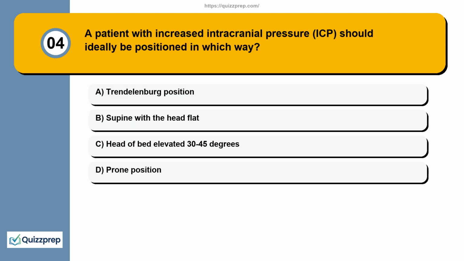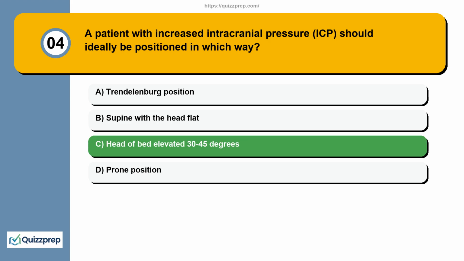Question 4. A patient with increased intracranial pressure, ICP, should ideally be positioned in which way? Here are your options. Option A. Trendelenburg position. Option B. Supine with the head flat. Option C. Head of bed elevated 30 to 45 degrees. Option D. Prone position.